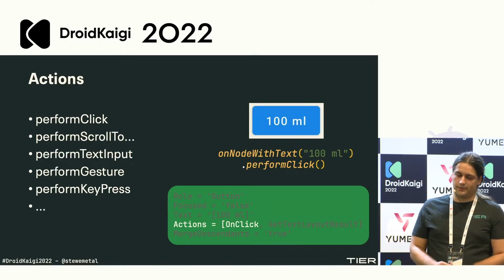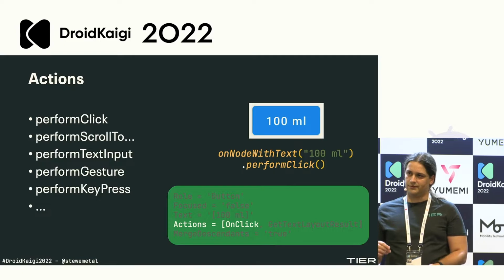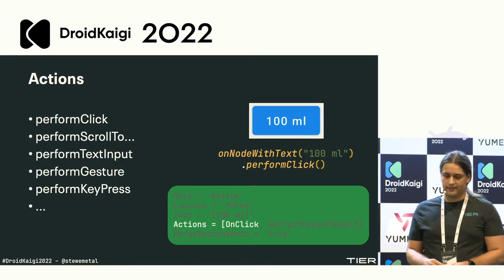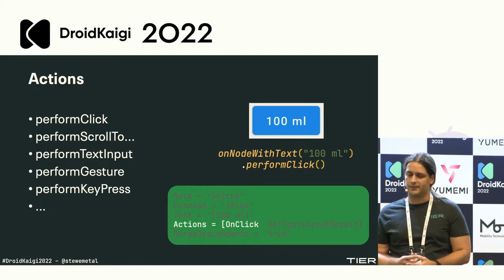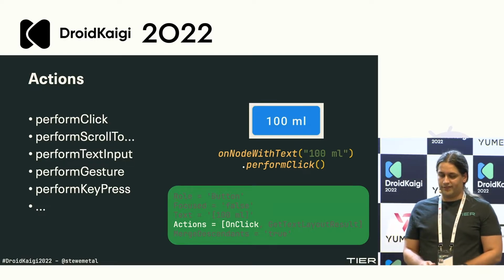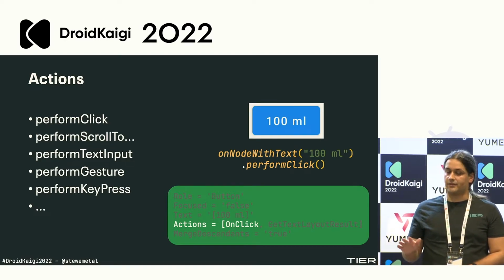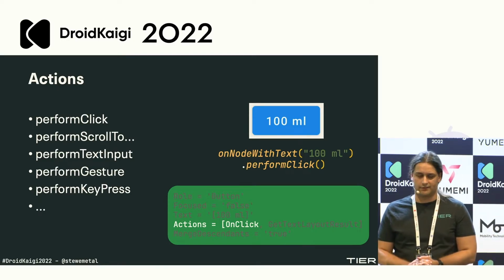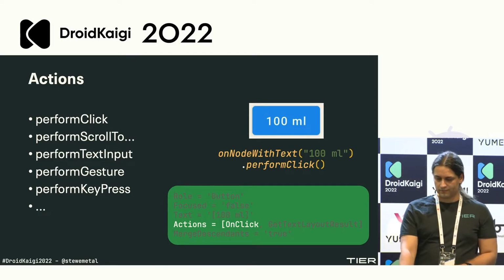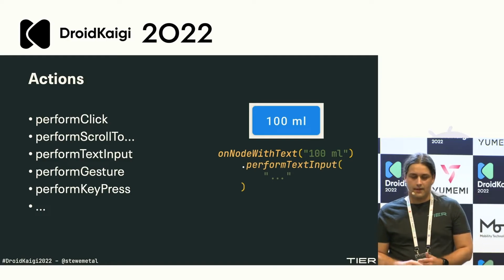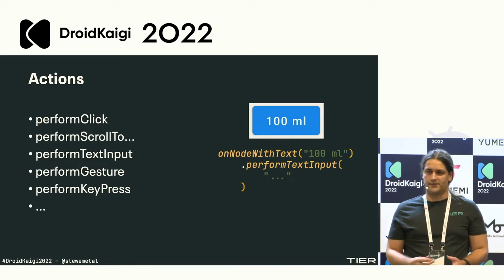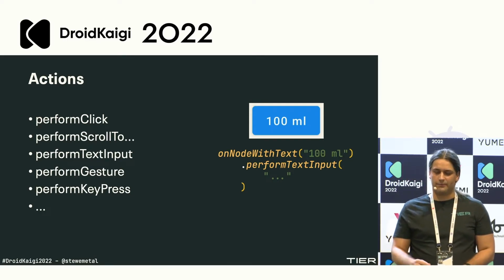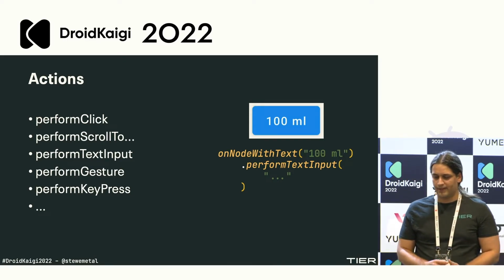This is actually possible because the button, as we've seen before, declares the onClick action in the actions of its semantics node. So the framework sees this and says, okay, this is a clickable button. It's fine. We will click it. Okay, but because onNodeWithText returns a generic node representation, we can actually call perform text input on the button.